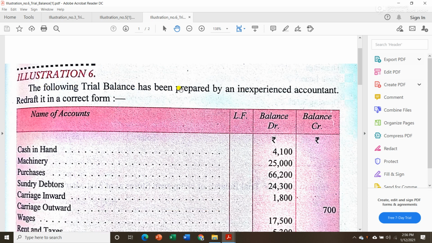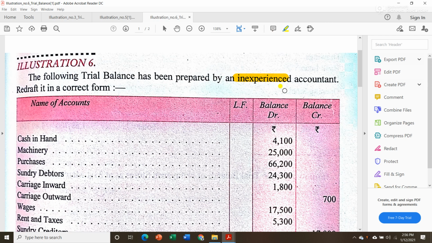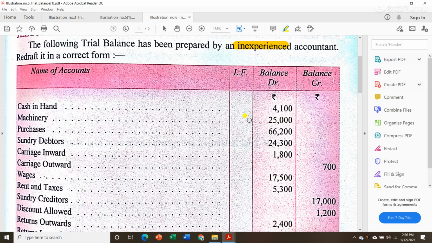Okay, now let us see the next and last illustration of this session. The following trial balance has been prepared by an inexperienced accountant. Means the accountant who prepared this trial balance was not that experienced, so he made some mistakes over here and we are supposed to form a correct trial balance. Now let us see what mistakes he had made.